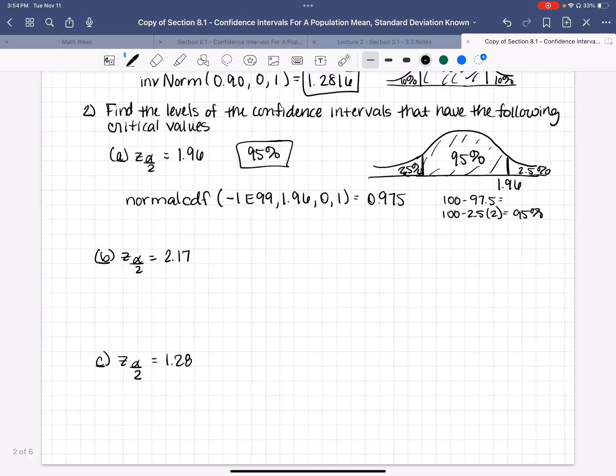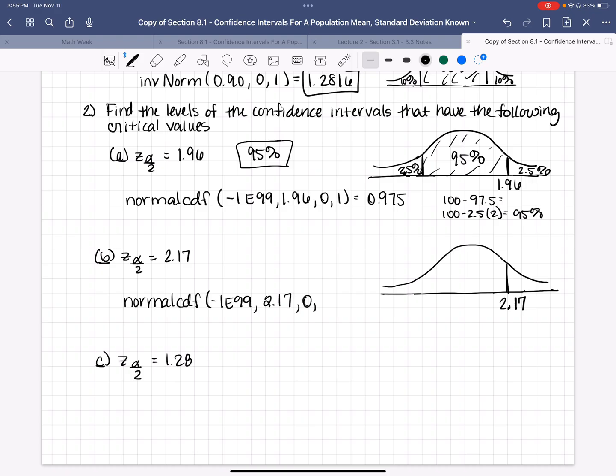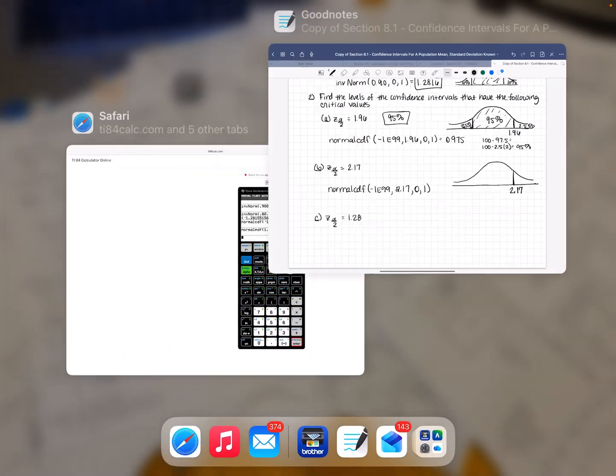Okay, so now I have a z-score of sub alpha over 2 equals 2.71. Okay, so what I have right here is, well, this is 2.17, not 71, 17. So I'm going to go over here and do a normal CDF. And I'm going to go from negative 1E99 all the way up to 2.17. And that's still 1 because we're looking at a normal.